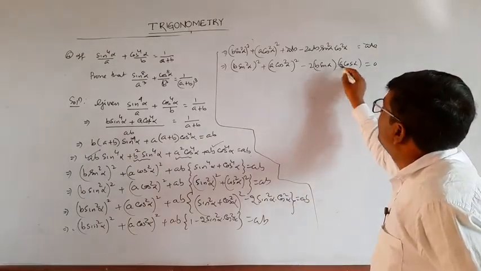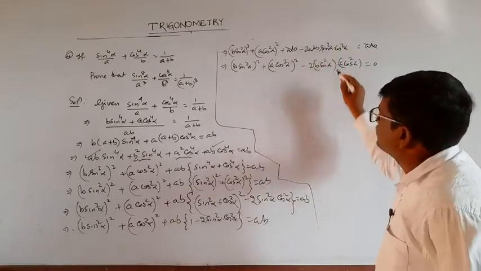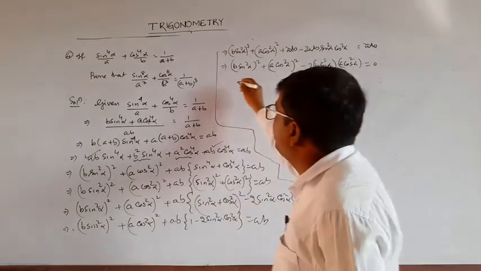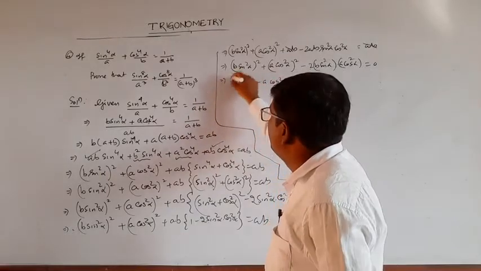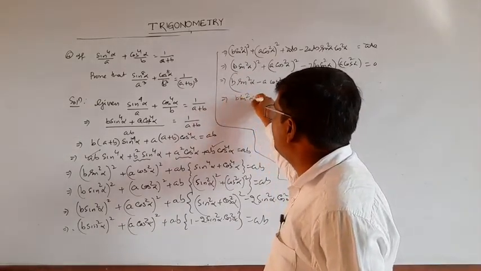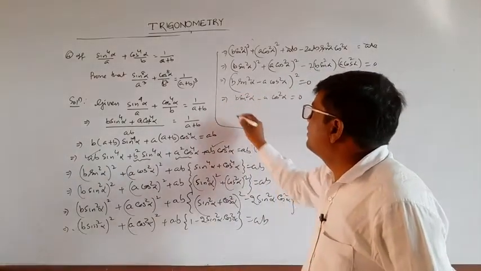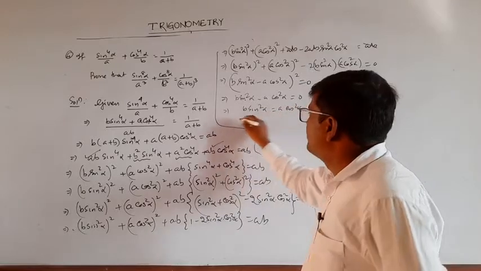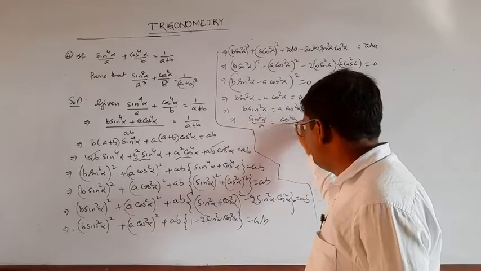Okay, this is 2ab and this is the square. This is 2ab sin²α cos²α. Then a² plus b² minus 2ab formula, so the (a minus b)² formula: (b sin²α minus a cos²α)² is equal to 0. That implies b sin²α minus a cos²α is equal to 0. Therefore b sin²α is equal to a cos²α. That implies sin²α by a is equal to cos²α by b.